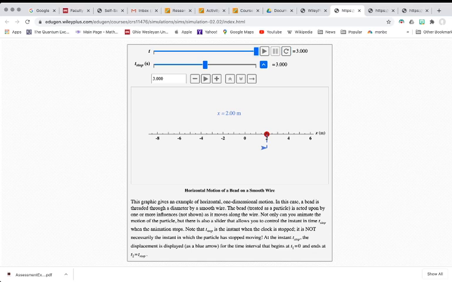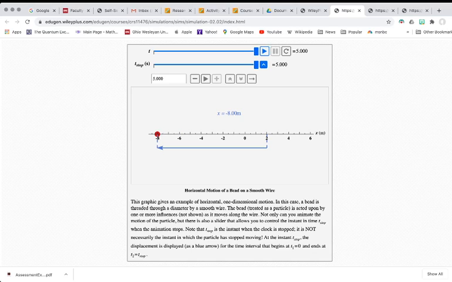All right, let me reset the animation. Now let me change the stopping time to t equals 5 seconds. Okay? I'm going to run the animation. Let's watch again. Okay, now quite a bit happened in this 5-second time interval.